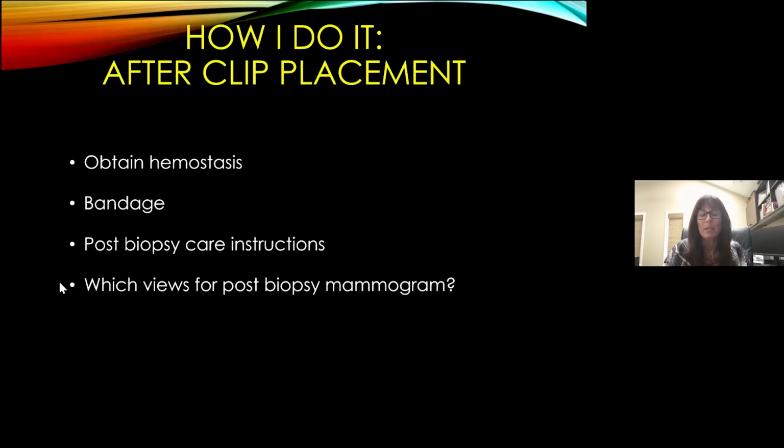I then tell the technologist which views I want for the post-biopsy mammogram, whether I want 2D, do I want tomosynthesis, do I want modified views such as an XCCL. Sometimes we look at those images before the patient leaves the department, but sometimes we'll just tell the technologist, as long as you see a ribbon clip on both views, you can discharge the patient. We don't need to look at the images before she leaves.